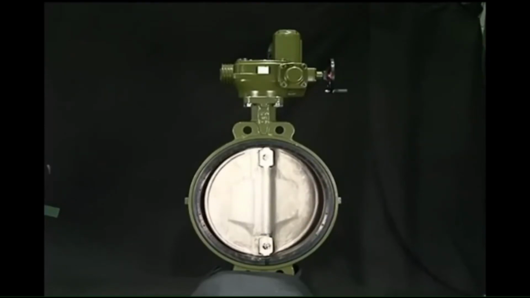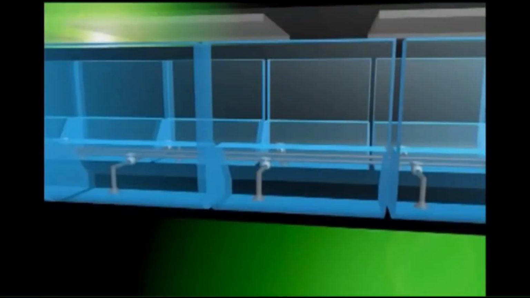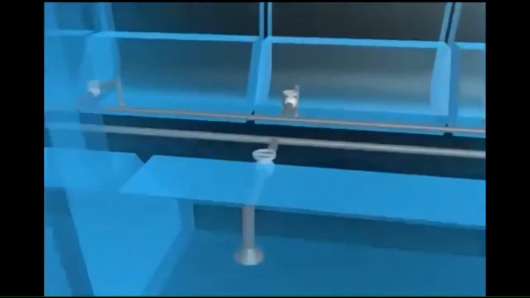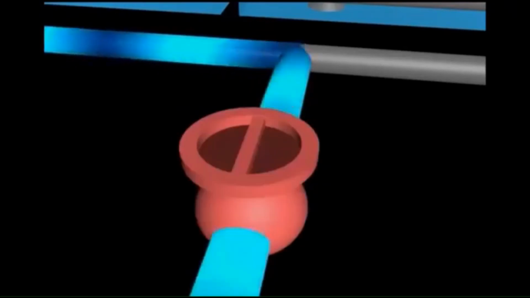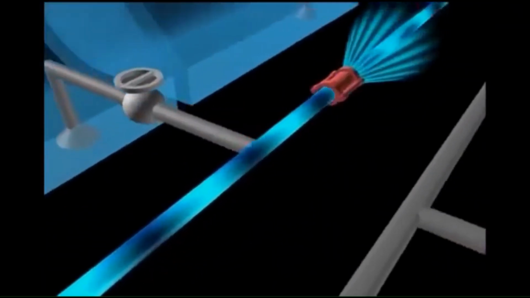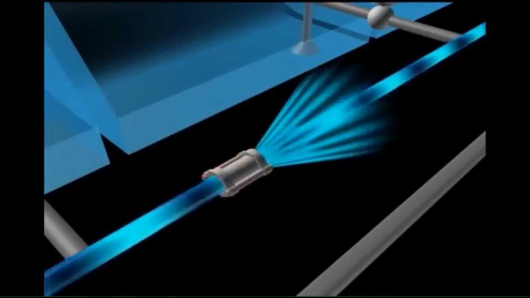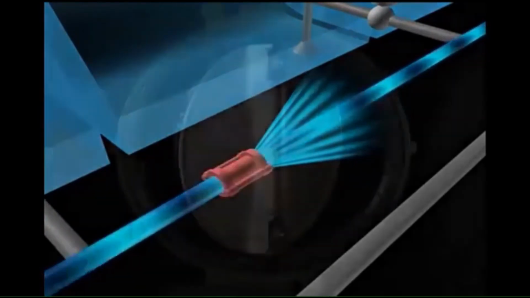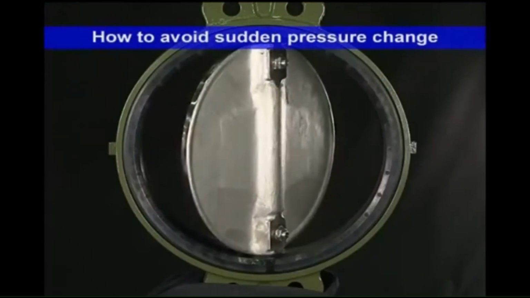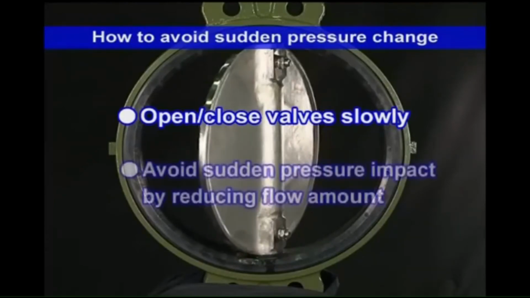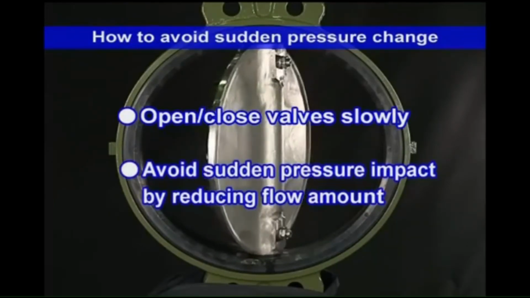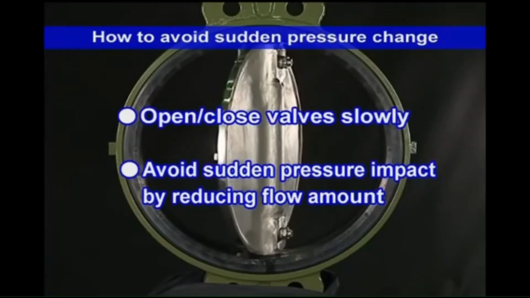In ballast operations, attention should be paid to valve opening and closing. If a valve is abruptly opened or closed, it causes a sudden change in pressure within the pipeline. As a result, the valve can be damaged. Also, the dresser joint may break due to excessive load on it. The key to avoiding such troubles is to open or close valves slowly. It's also important to reduce the amount of flow in advance so that sudden pressure impact will not be placed on the pipeline.